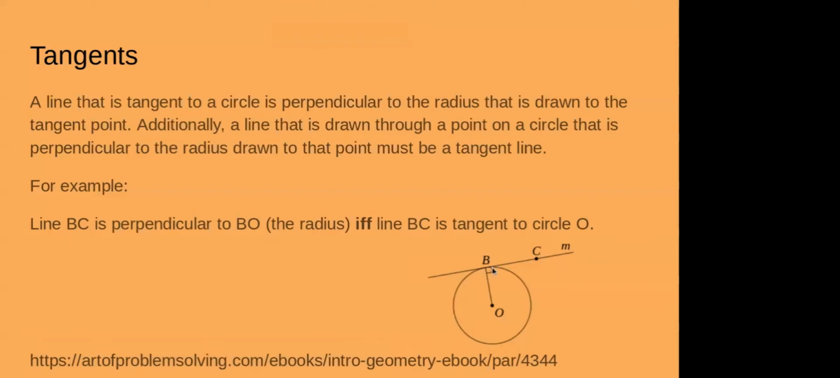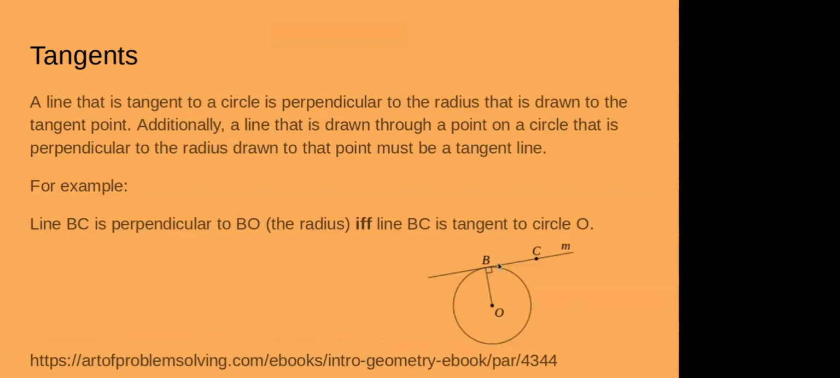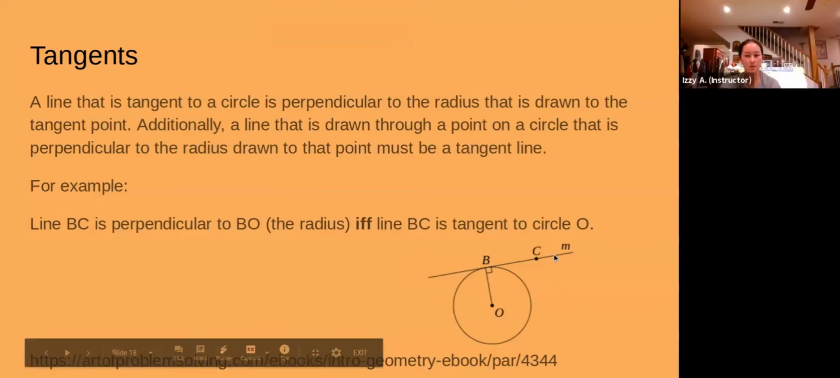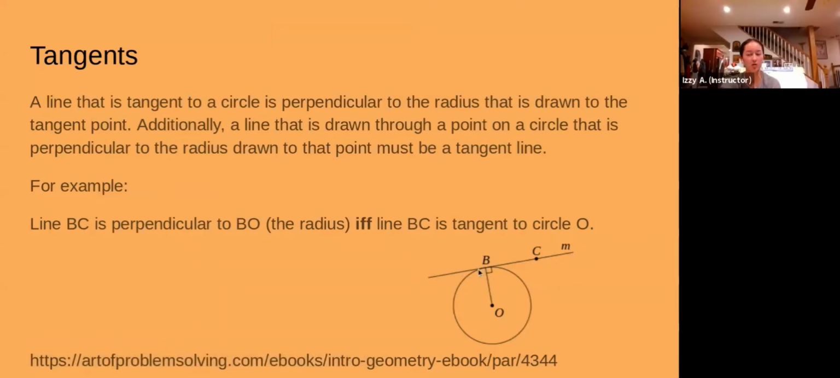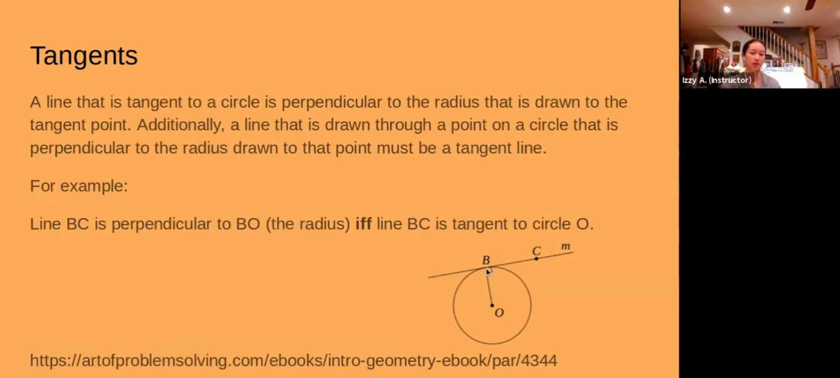So that means, if the line BC is tangent to circle O, what does that mean? That means that BC touches circle O at exactly 1 point, and that's going to be at point B.